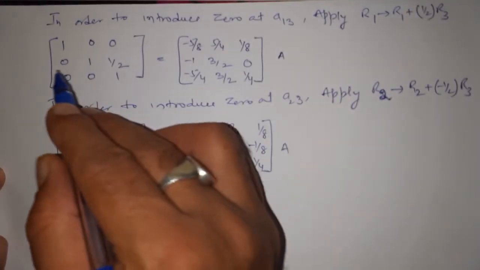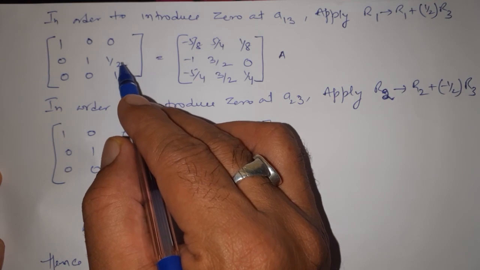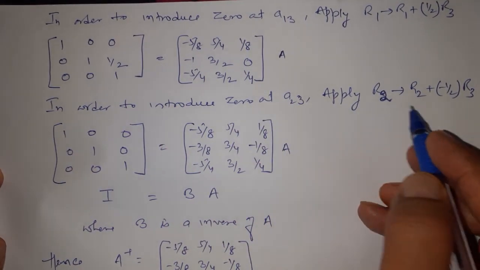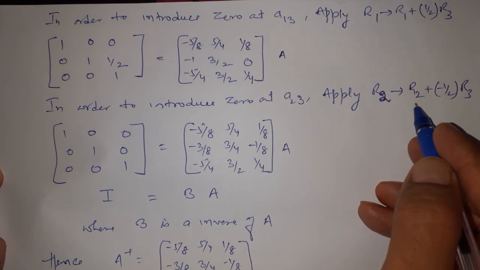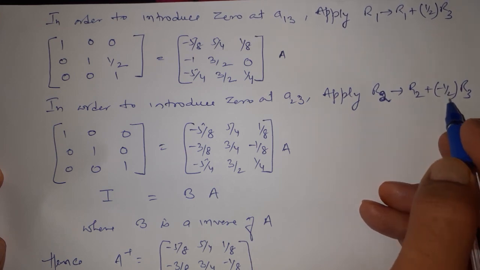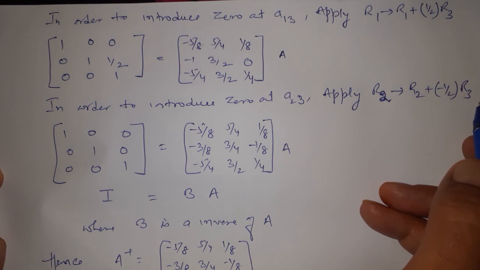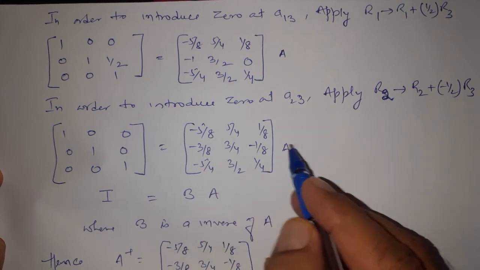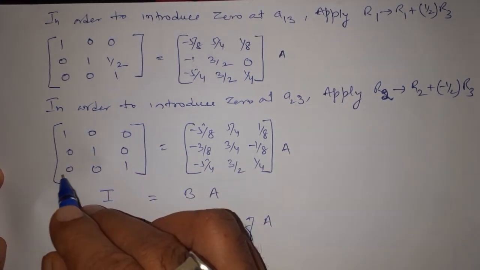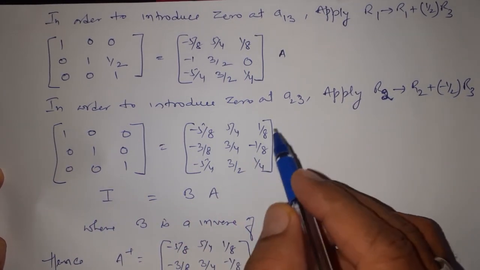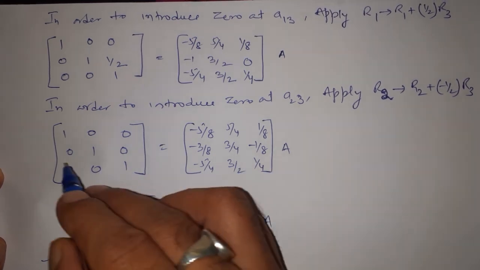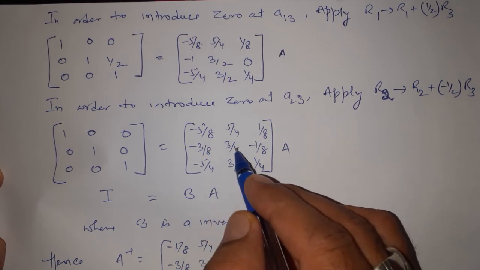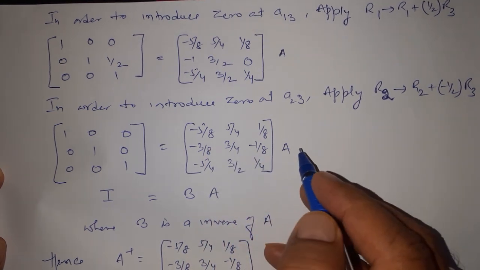Now next is to introduce 0 at this position, and this position is A23. In order to introduce 0 at A23, we would apply R2 tends to R2 plus minus 1 by 2 times of R3, right guys? So which row is going to change? R2 is going to change. R1 remains the same, R3 remains the same. You will see the changes to R2, that is 0, 1, 0, and here minus 3 by 8, 3 by 4, minus 1 by 8 multiplied by A.